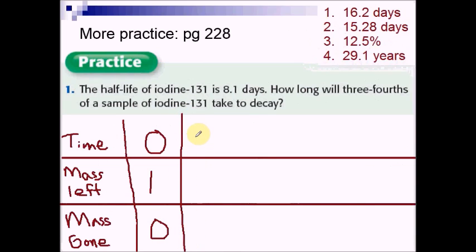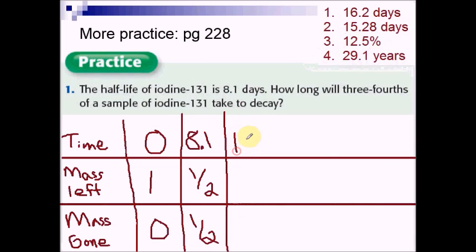So after 1 half-life goes by, that's going to be 8.1 days, we will have half of our sample left. And if half is left, well, half is gone. So we go on again. So next half-life would be another 8.1 days. That's going to add up to 16.2 days total.